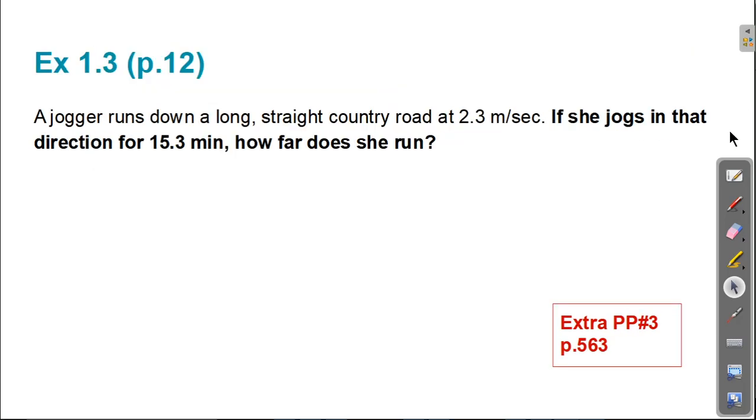Okay, let's see. Example 1.3 is found on page 12 in your textbook, so let's follow along. It says a jogger runs down a long straight country road at 2.3 meters per second. If she jogs in that direction for 15.3 minutes, how far does she run?